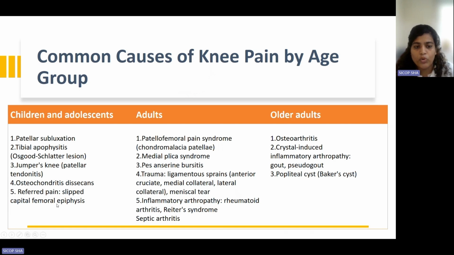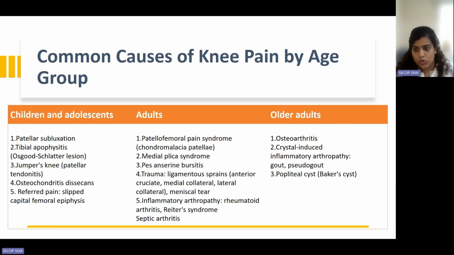And when an adult comes to you, you cannot obviously check for OA, because it is a degenerative condition. Yes, there are some special cases, but mostly there will be patellofemoral pain syndrome, chondromalacia patella, medial plica syndrome, and pes anserine bursitis. There will be a history of any trauma, ligamentous sprain as such. Meniscal injury is very common. We also have to rule out rheumatoid arthritis, Reiter syndrome, and septic arthritis.